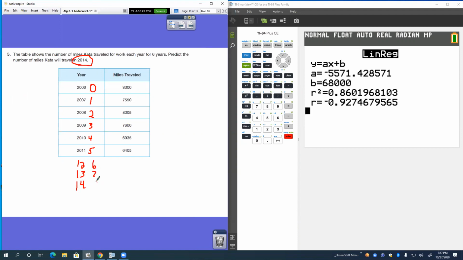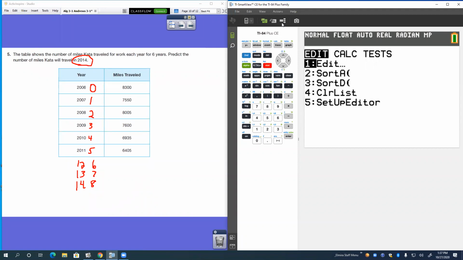Go ahead and try this problem on your own. If you need help typing stuff in, please let me know. Remember, you want to go to Stat and Edit.